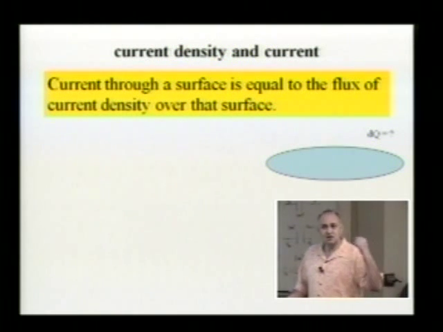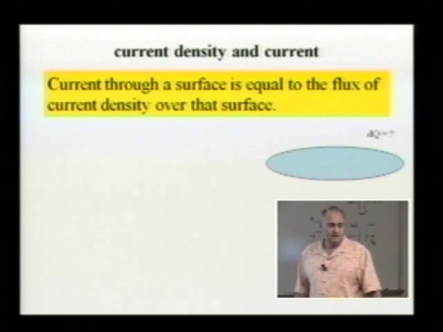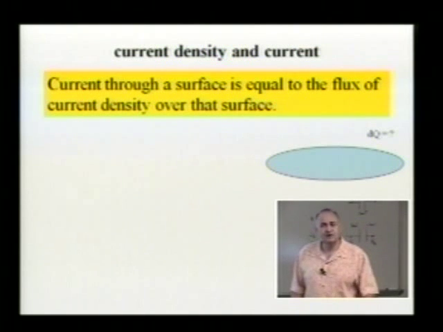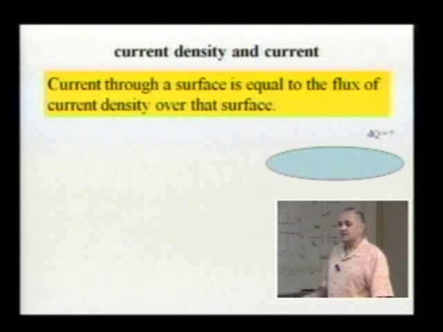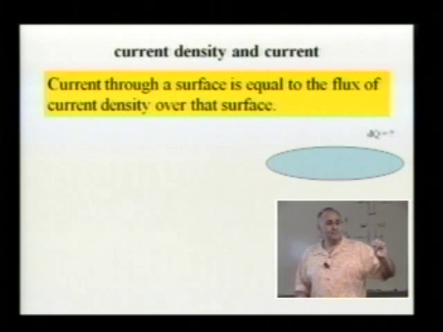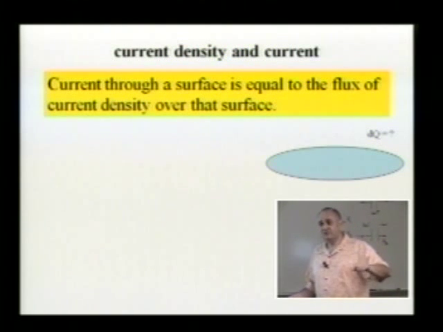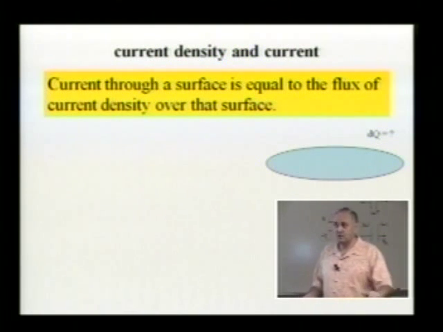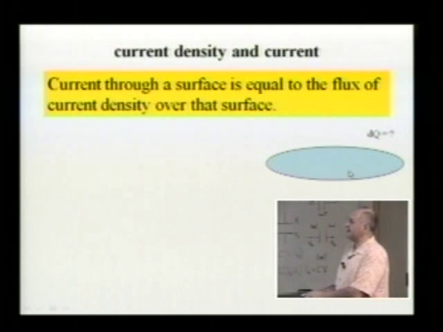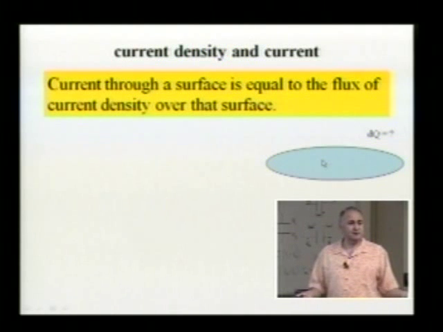Remember that current is always associated with a surface. We don't have current at a point. We have current density at a point. Current is always through a surface. So tomorrow, I always want to hear: current through what? Through what surface? You will have to identify what surface we are talking about. All right. In order to find out current through the surface, I have to determine what?